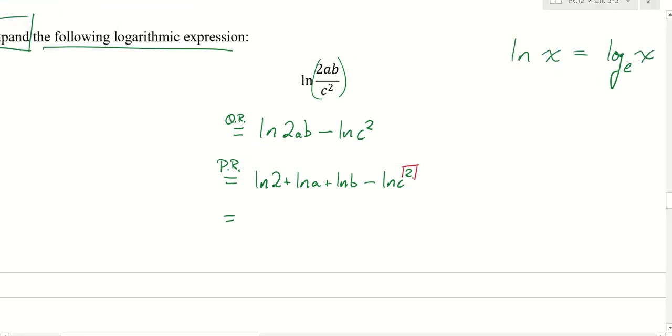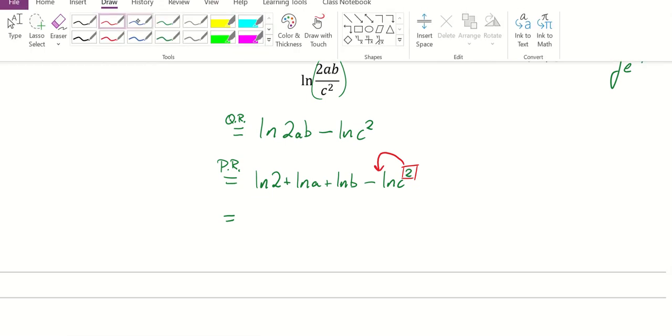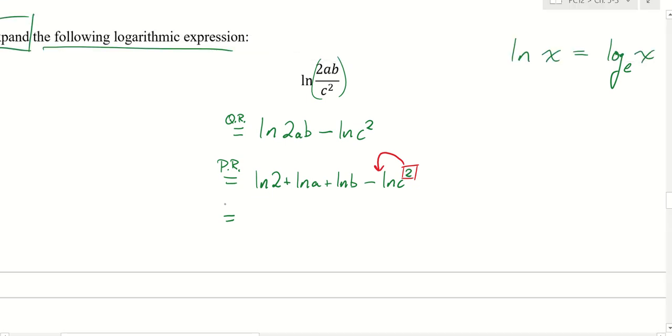Now, in this last line, I can do one more thing. I can apply the power rule. The power rule has the same initials as the product rule, so let's call this PR for product, and then PO for power. And so this will just be ln of 2 plus ln of a plus ln of b minus 2 ln of c. So that's not so bad.